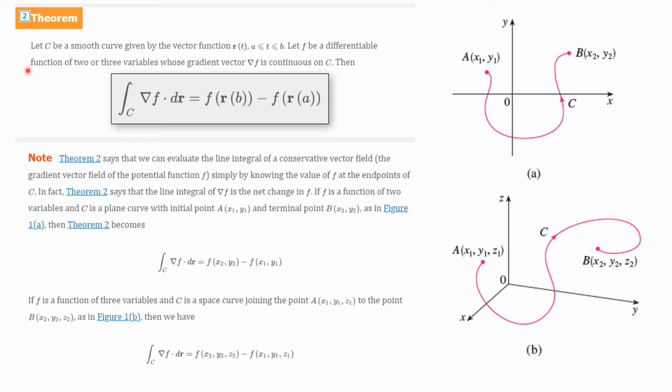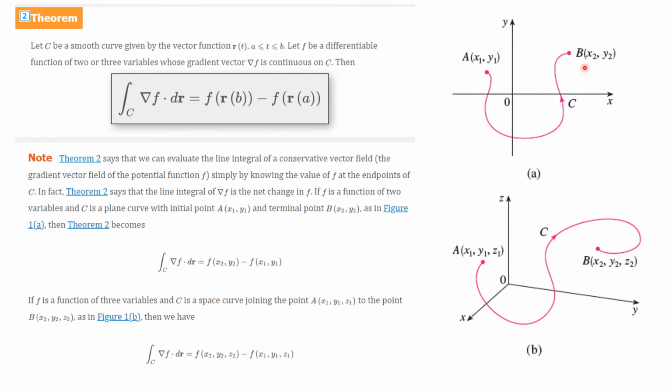Let's talk about what it means, though. This is the theorem. What it says is that we can evaluate the line integral of a conservative vector field, and that's what it means, that there's a relationship between f and del f. If we have a conservative vector field, the gradient field of a potential function f, then simply by knowing the value of f at the endpoints of C, we can evaluate the integral. We don't have to worry about parameterizing the curve and all of that if f is a potential function.